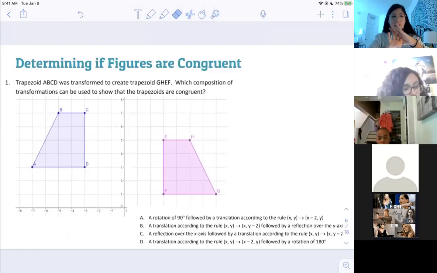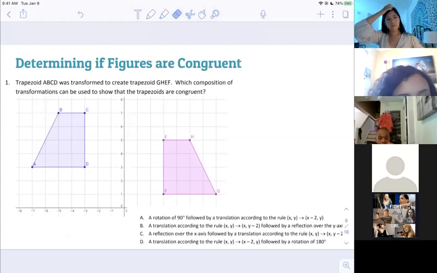Okay, so here's question number 1. Who would like to read it for us? Me. Go ahead. Trapezoid ABCD was transformed to create trapezoid GHEF. Which composition of transformations can be used to show that the trapezoids are congruent?